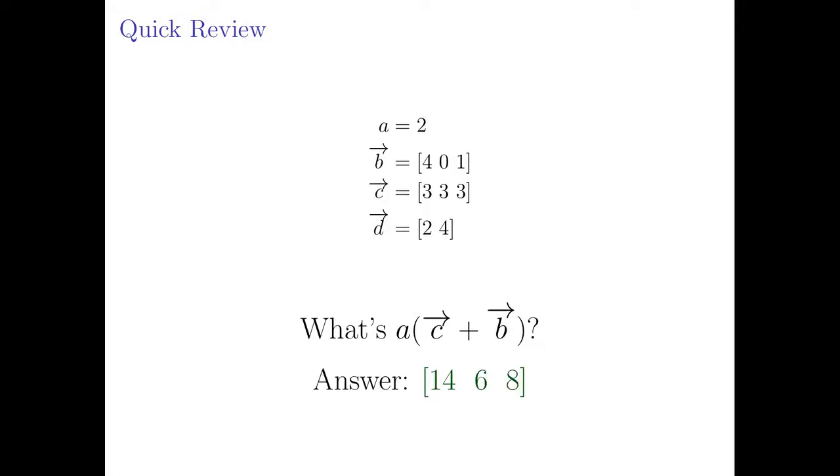And that's going to be 14, 6, 8, because if you take c plus b, as we did a couple slides ago, you get 7, 3, 4. And if you take 7, 3, 4 and scalar multiply that by 2, you get out 14, 6, 8.